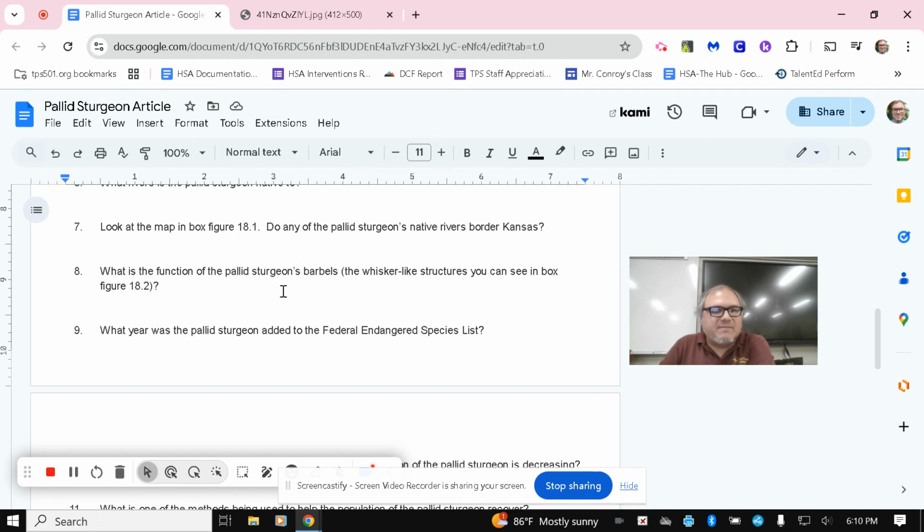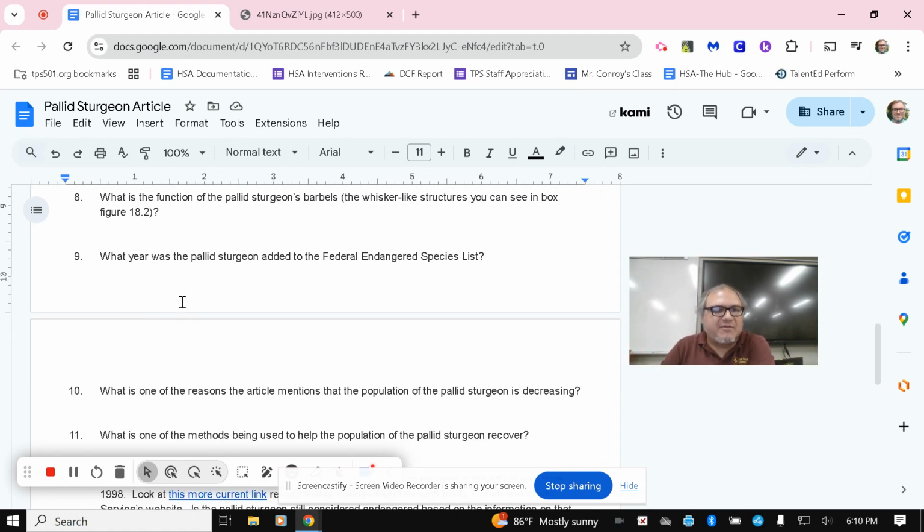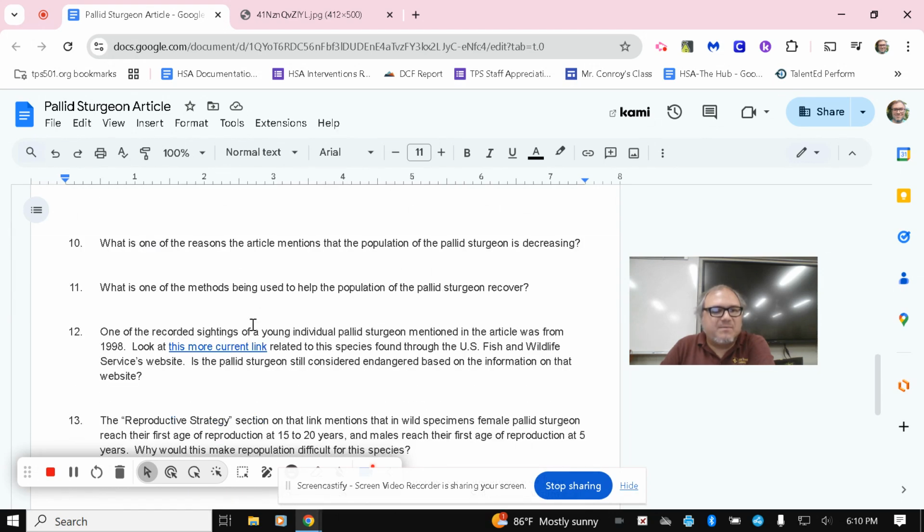8, what is the function of the pallid sturgeon's barbels, the whisker-like structures you can see in the box in figure 18.2? So again, these are structures that kind of hang down from their mouth, or kind of close to the mouth anyway. 9, what year was the pallid sturgeon added to the federal endangered species list? So again, this gives you some context for when this happened. 10, what is one of the reasons the article mentions that the population of pallid sturgeon is decreasing? So again, we want to know what's the root cause here. Why are they starting to die off?